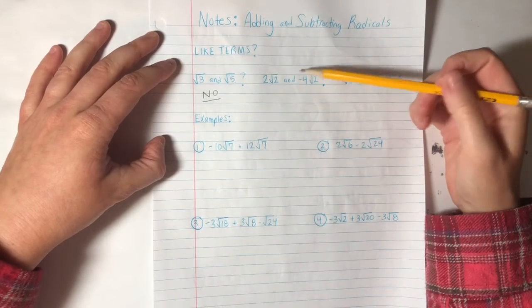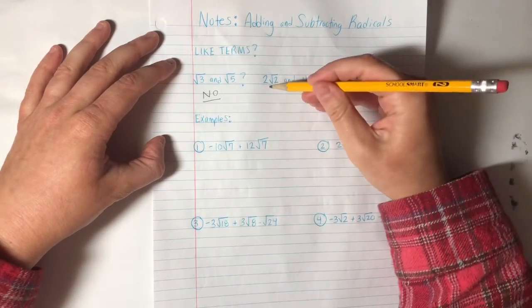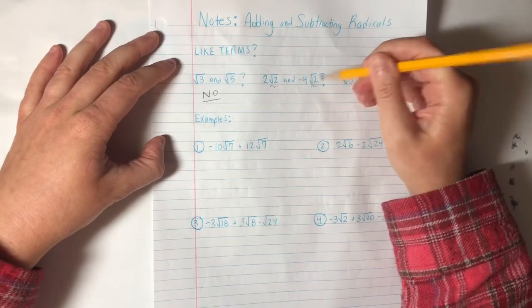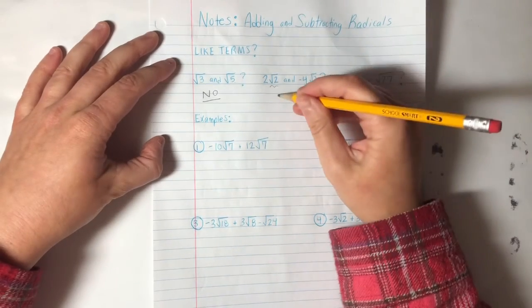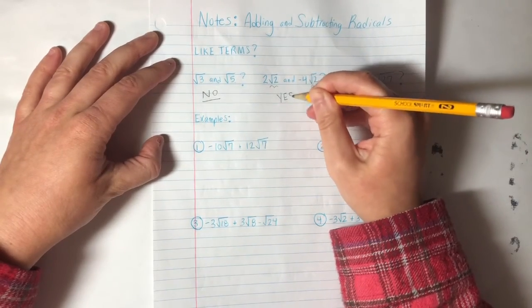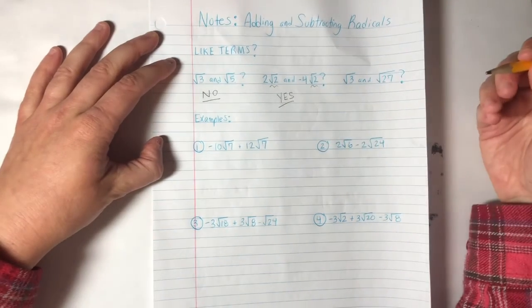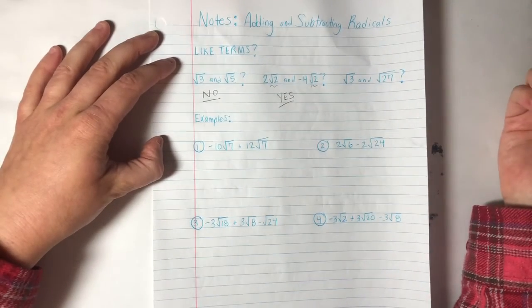For 2 radical 2 and negative 4 radical 2, since that number under the radical, 2, is the same for both terms, these technically would be like terms. So I'm just going to say yes. I'm just saying yes or no of whether or not they are in fact like terms. We're not going to do any combining yet, okay?